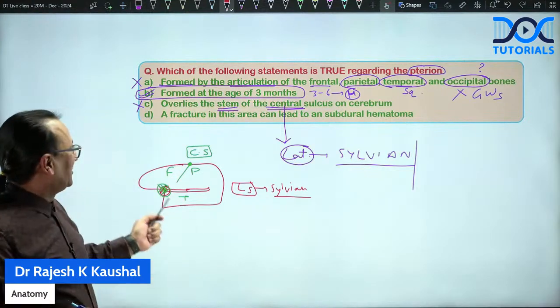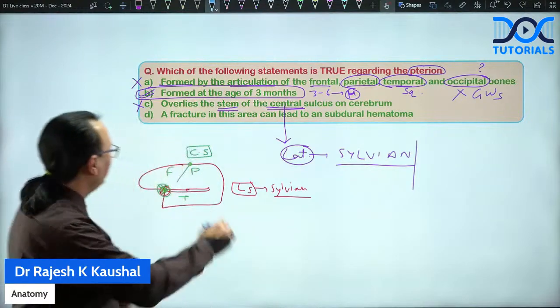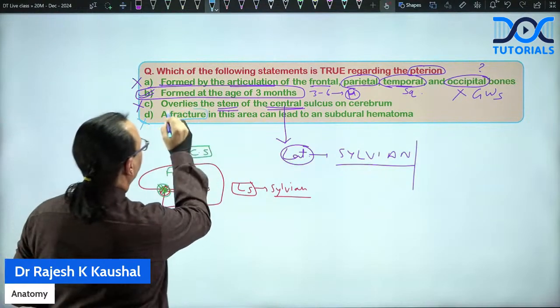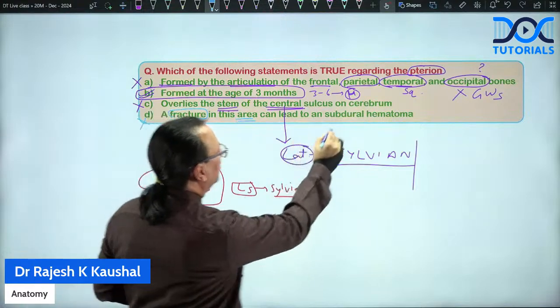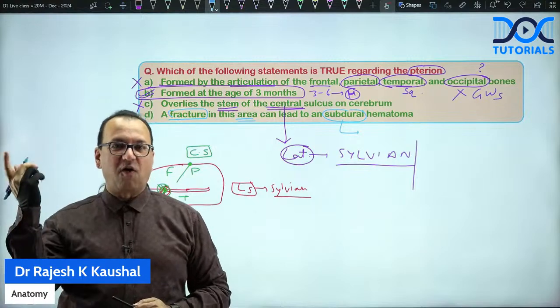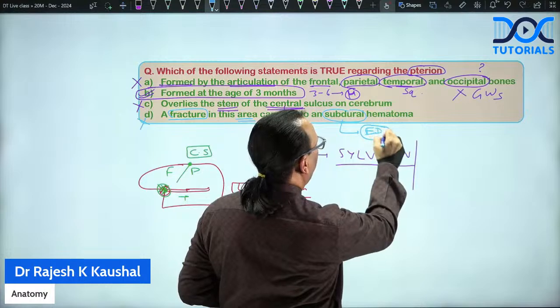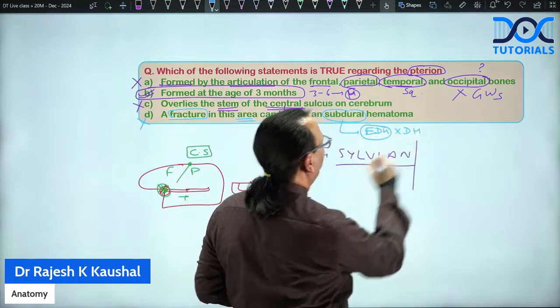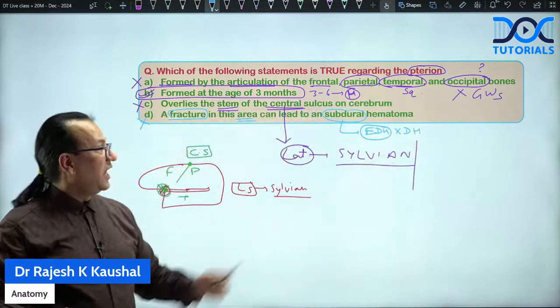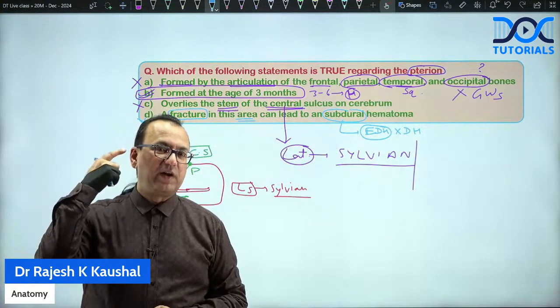Okay. So, and what about choice number D? It is also wrong. Why is choice number D wrong? Because a fracture in this area can lead not to a subdural hematoma. It will be an extradural or epidural hematoma. So what you get here is epidural hematoma, or what is called extradural hematoma, not the subdural. There will be one artery running deep, that is the anterior division of the middle meningeal artery.